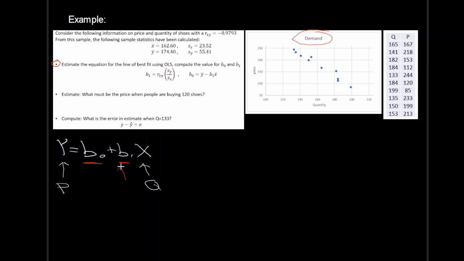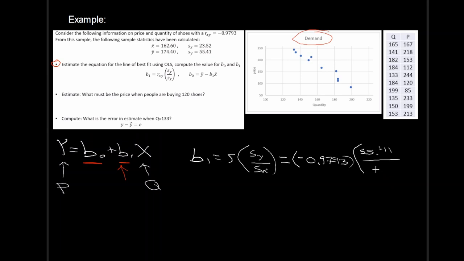The way we do that is we figured out what B1 is first. So let's figure out what B1 is. Again, our formula, B1 is our sample correlation multiplied by the standard deviation of y over the standard deviation of x. All of these things can be just pulled out of the information in the question, so we can pull them out and calculate. Our correlation is negative 0.9793. And we get a standard deviation of y of 55.41. We get a standard deviation of x of 23.52.